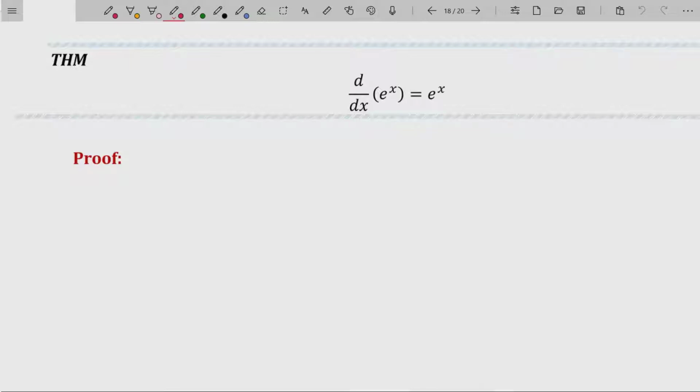So for a while now, I've been saying the derivative is like you have this parent and the derivative is the child. This is one of those cases where the parent and the child are exactly the same. It's like cloning in a way. So the derivative of the exponential function base e is just the exponential function base e. Really cool idea. Let's go ahead and prove this.